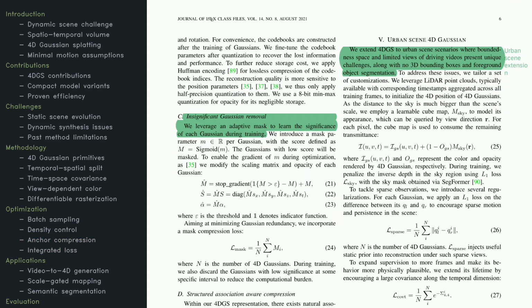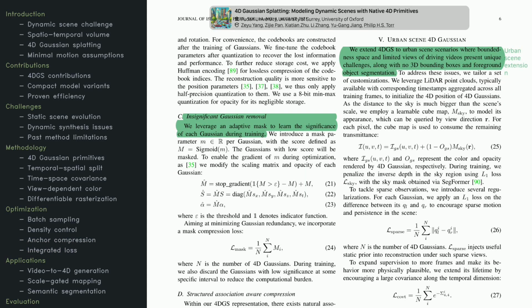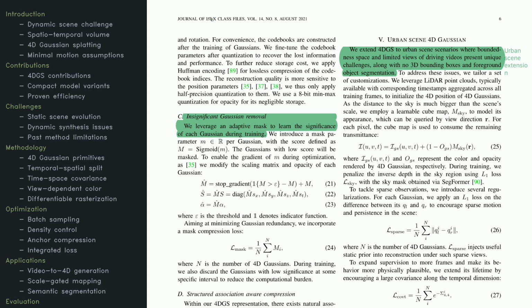Let's move on to two big advancements. First, we want to remove Gaussians that don't really matter for the final image. We do this by scoring each Gaussian during training. Anything with a low score gets masked out, which trims down the computational load. There's also a custom loss function making sure we apply this masking properly.